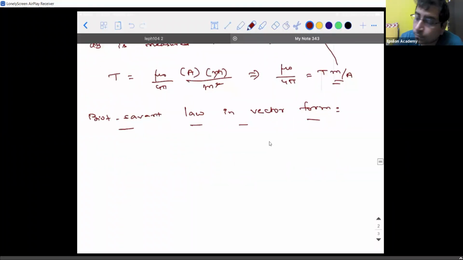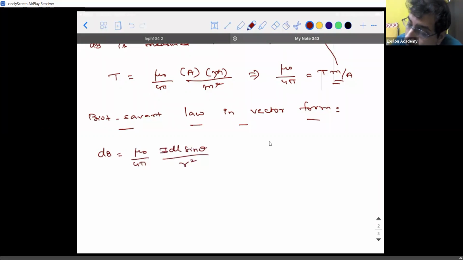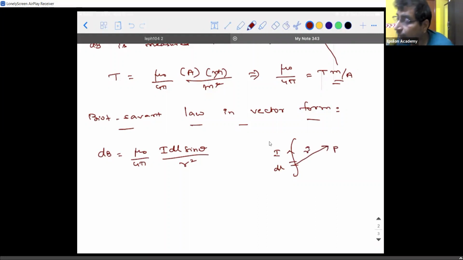Now observe. We know that dB is equal to mu naught divided by 4 pi into I dl sine theta divided by r square. So if I take a wire, current is there, dl is there, r vector is there, and point P is there. Now I am trying to write it in vector form, for which I need to see what are all the vector quantities that I have.